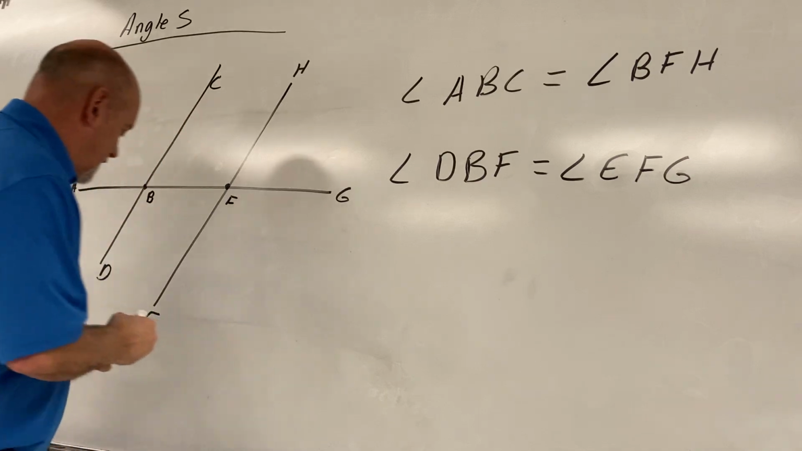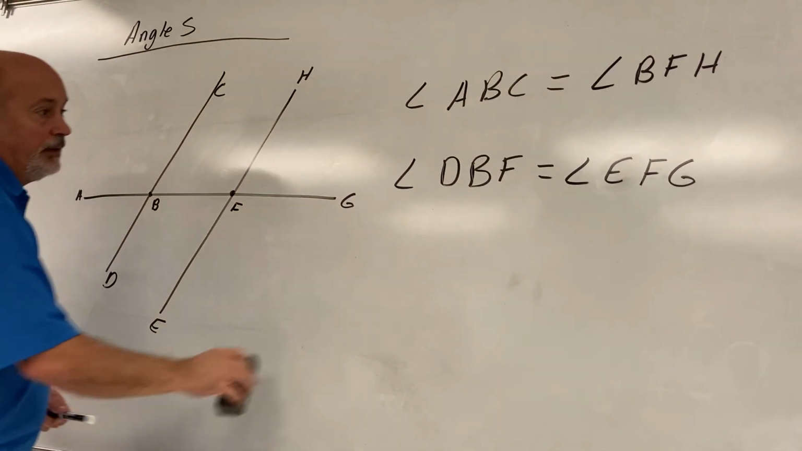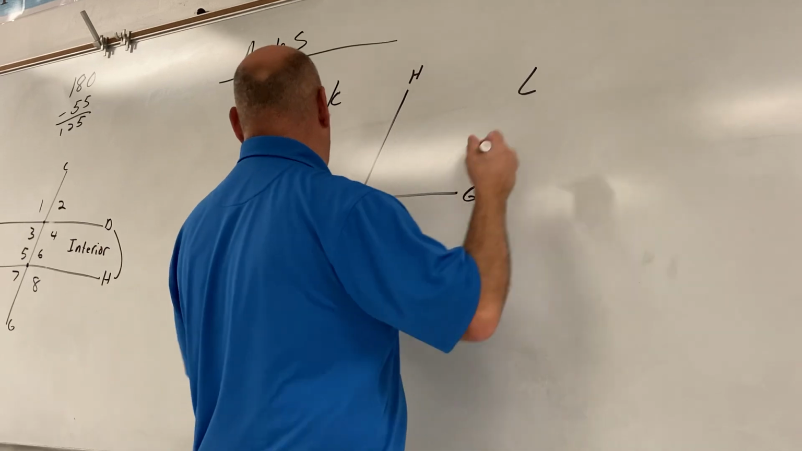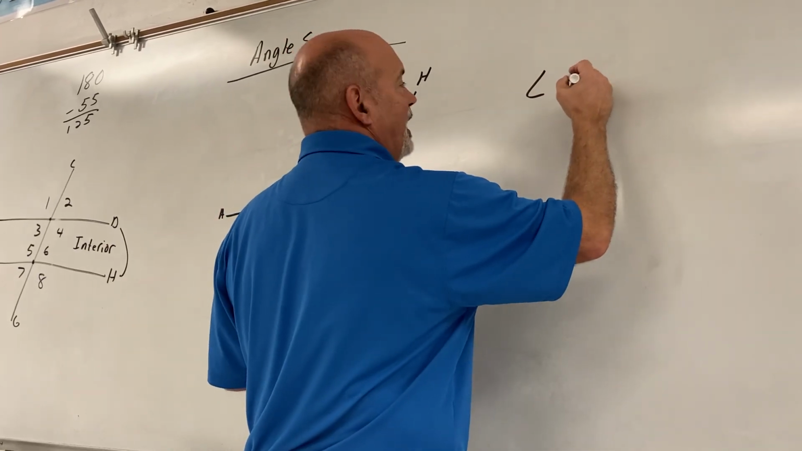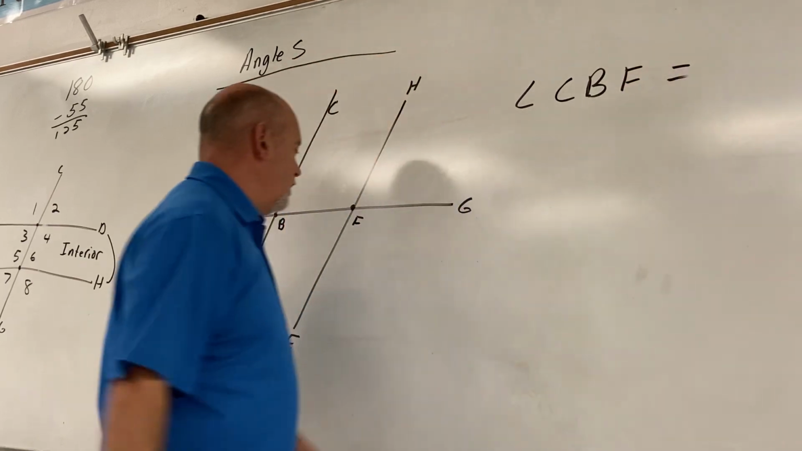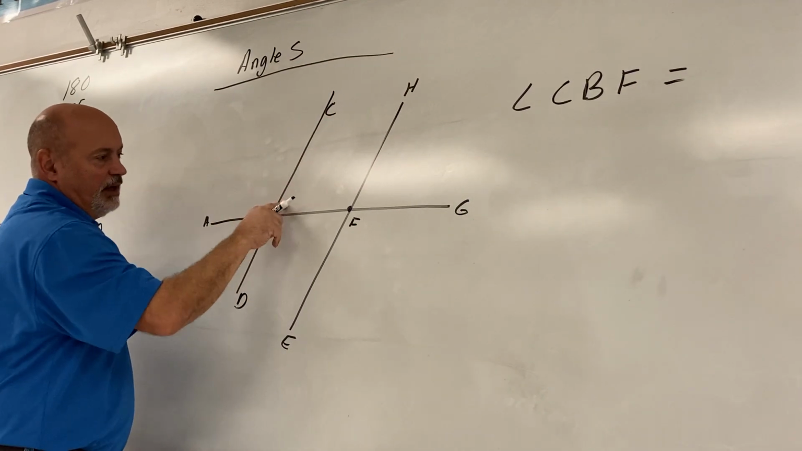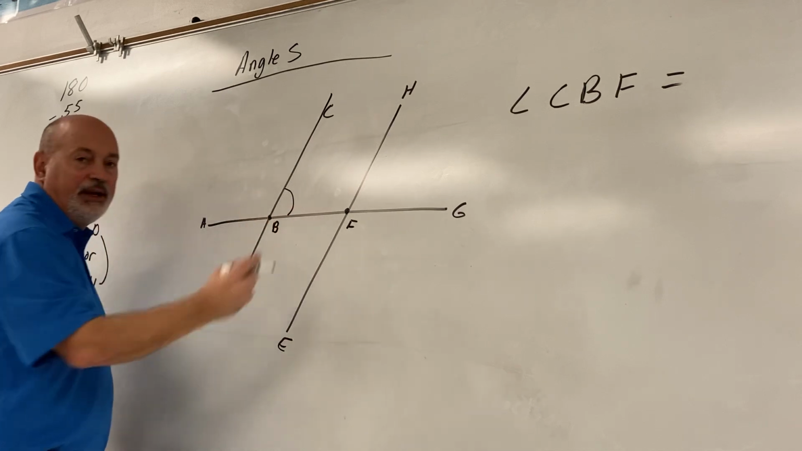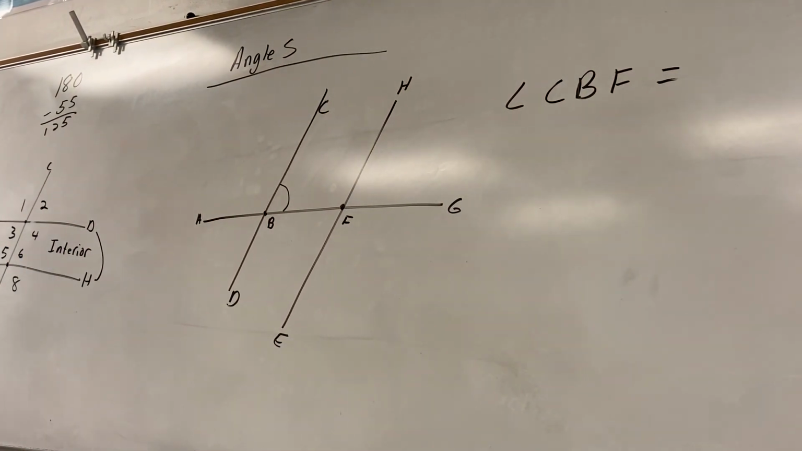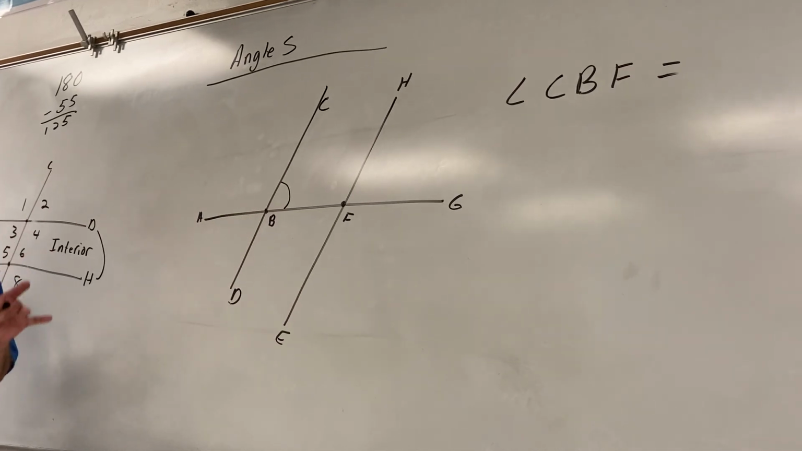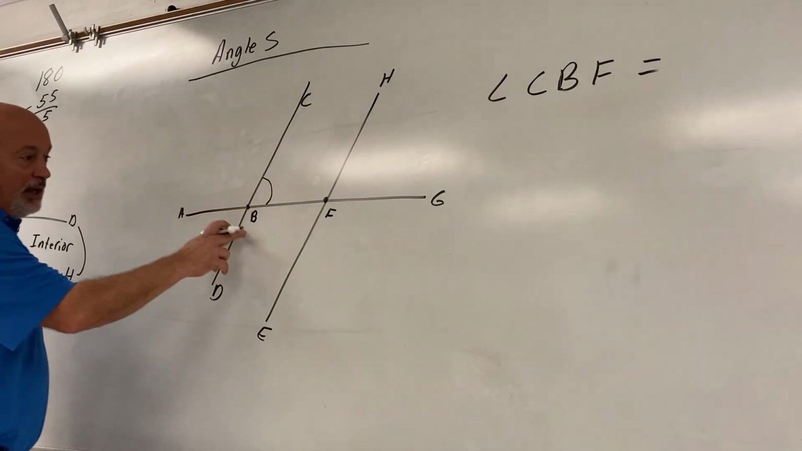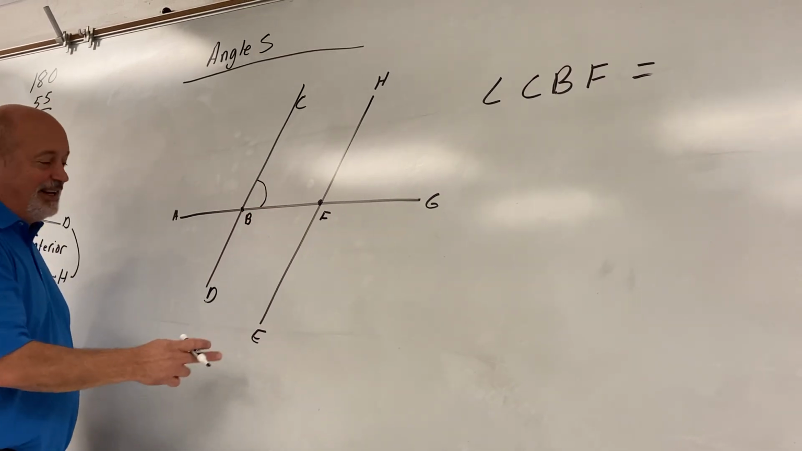All right. Let's switch gears. Let's go alternate interior to CBF. What angle would be the alternate interior? I'll go ahead and highlight it right here. There's CBF. What angle would be the alternate interior? Asa. BFE. Let's write it as EFB.